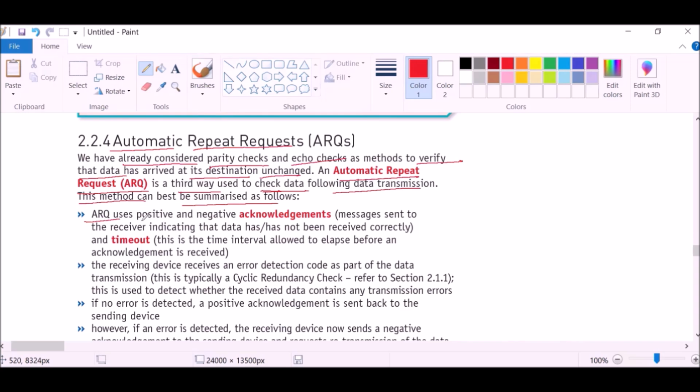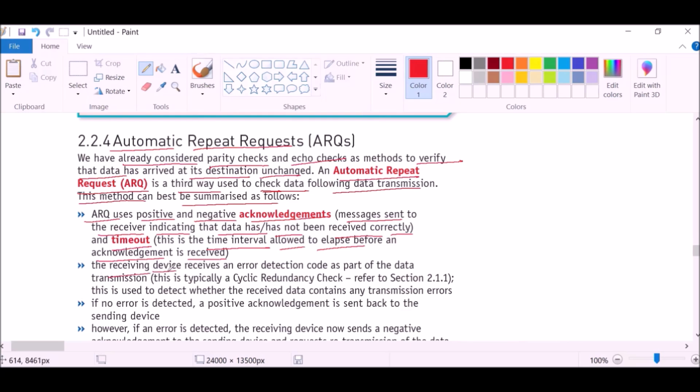ARQ uses positive and negative acknowledgements. These are messages sent to the receiver indicating that data has or has not been received correctly. They also use a timeout. This is the time interval allowed to elapse before an acknowledgement is received.